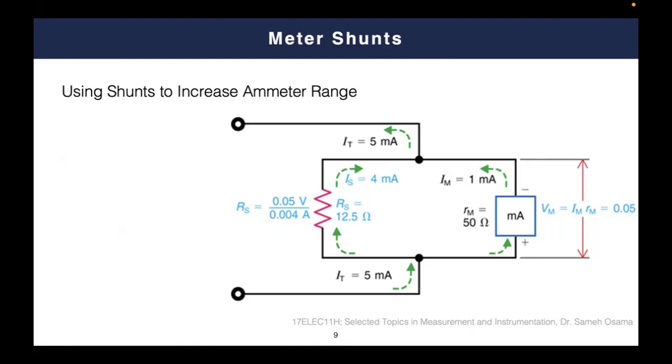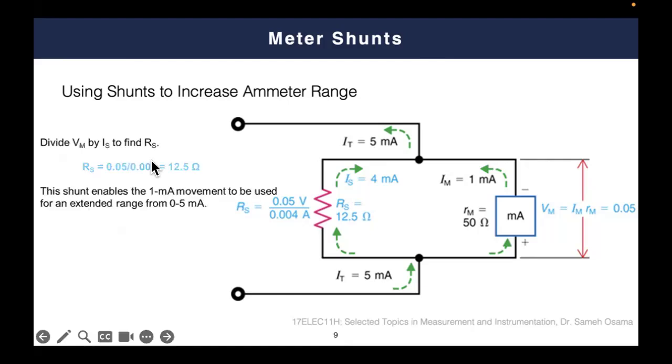Simply, the resistance you are searching for is Rs, which is 50 millivolt over 4 milliampere, which will end up at 12.5 ohm. So if you add a 12.5 ohm resistance, that's 5 times increase of your full scale range. And this is another example.